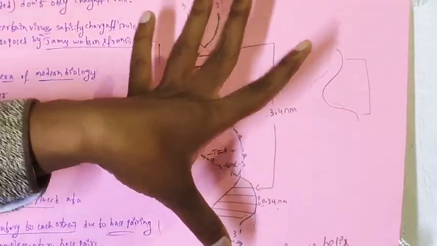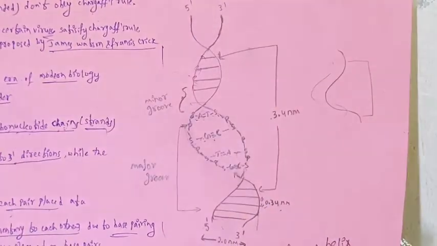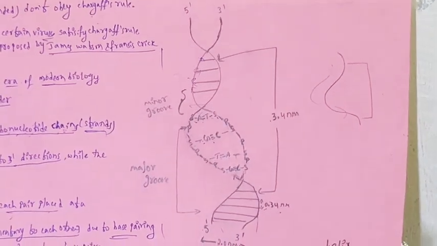This is about the structure. This is the DNA structure. These are the salient features of DNA.